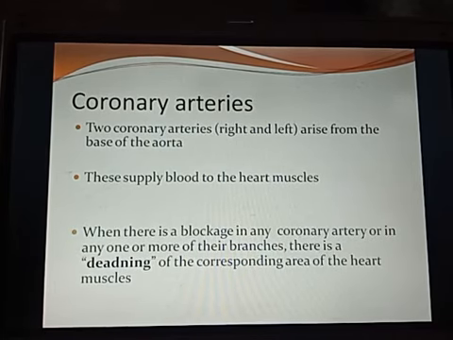Suppose there is a blockage in the coronary artery. It means the coronary artery will be unable to supply oxygenated blood to the walls of the heart. What will happen? When the artery or any one or more of its branches is blocked, there is a deadening of the corresponding area. That area of the heart where the coronary artery has the blockage will not receive the oxygenated blood, and deadening will occur in the heart muscles of that area.